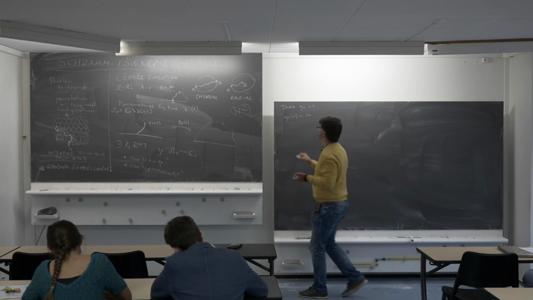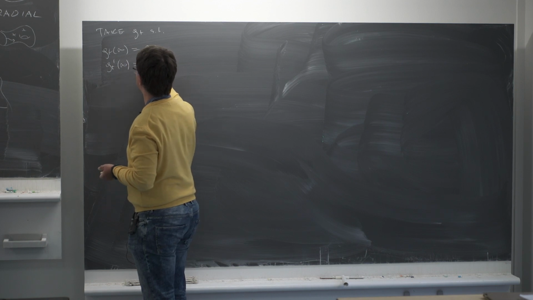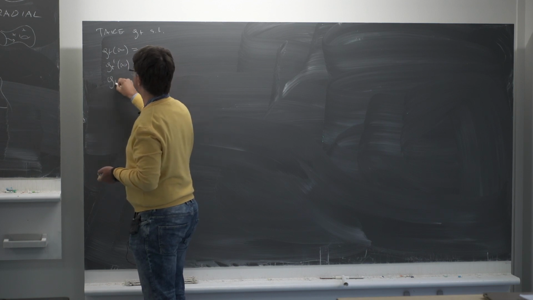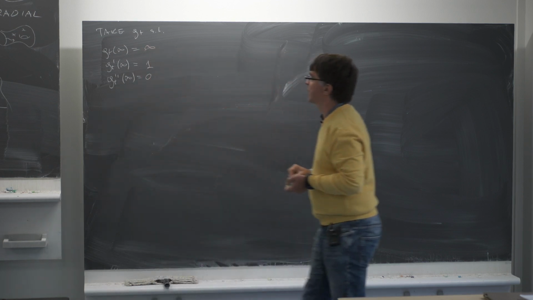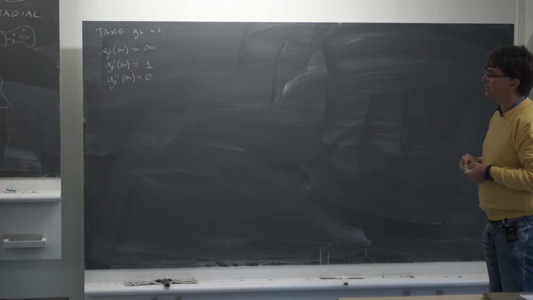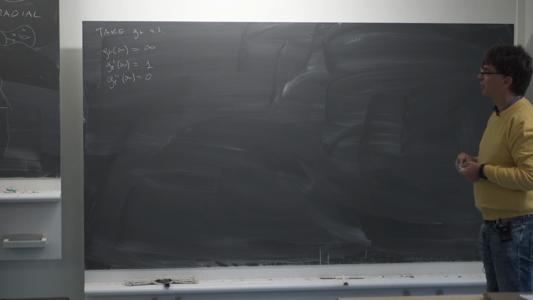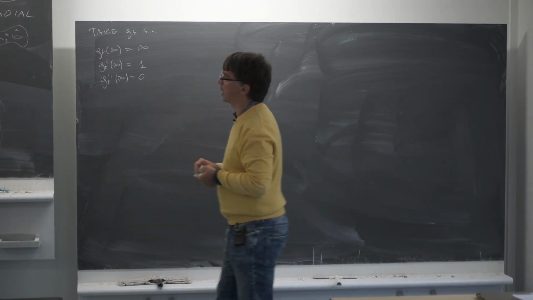And we have 2 more parameters to fix: gt prime of infinity is equal to 1, and gt prime prime at infinity is equal to 0. Now, these last two sound a little bit absurd because it's a point on the boundary. So I will just rewrite them normally.